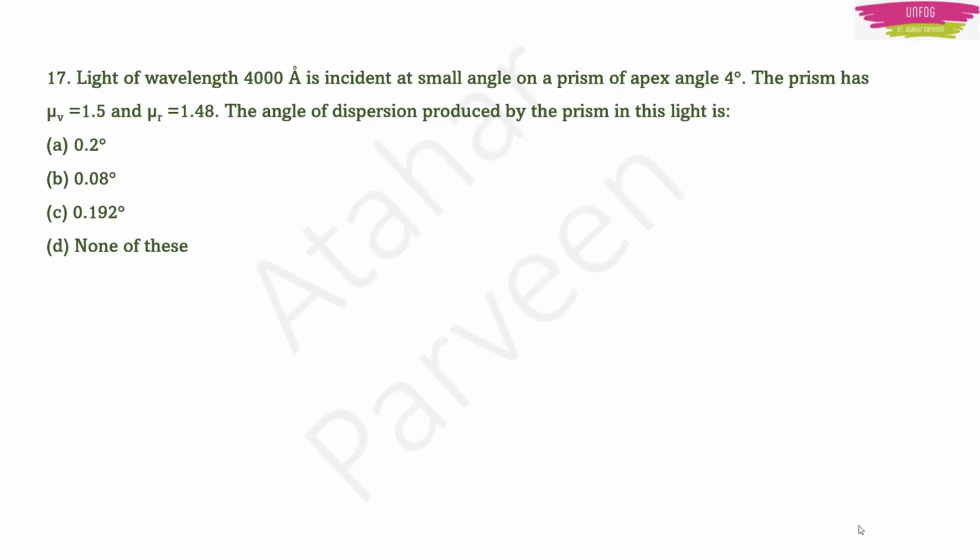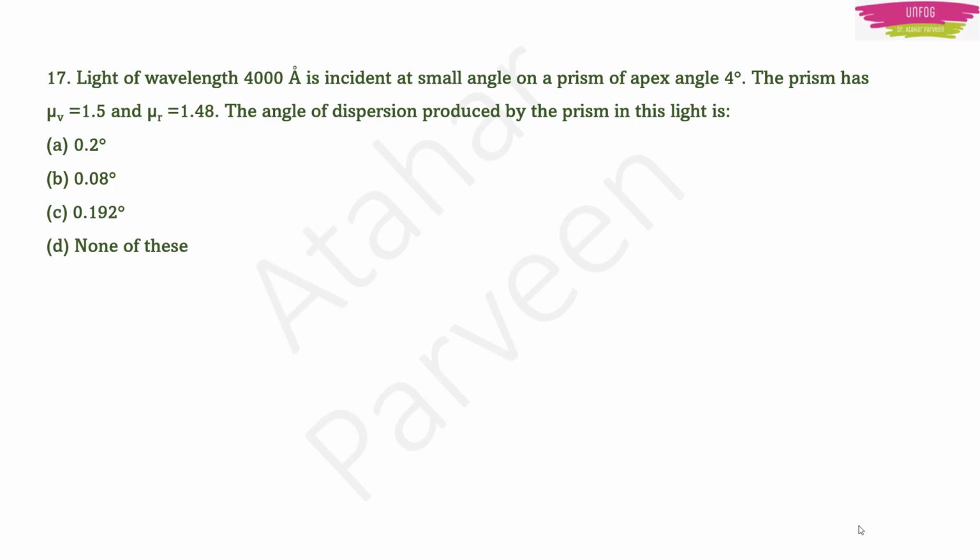Now let's see a few questions. Light of wavelength 4000 angstrom is incident at small angle on a prism of apex angle 4 degree. The prism has mu v equal to 1.5 and mu r equal to 1.48. The angle of dispersion produced by the prism in this light is.